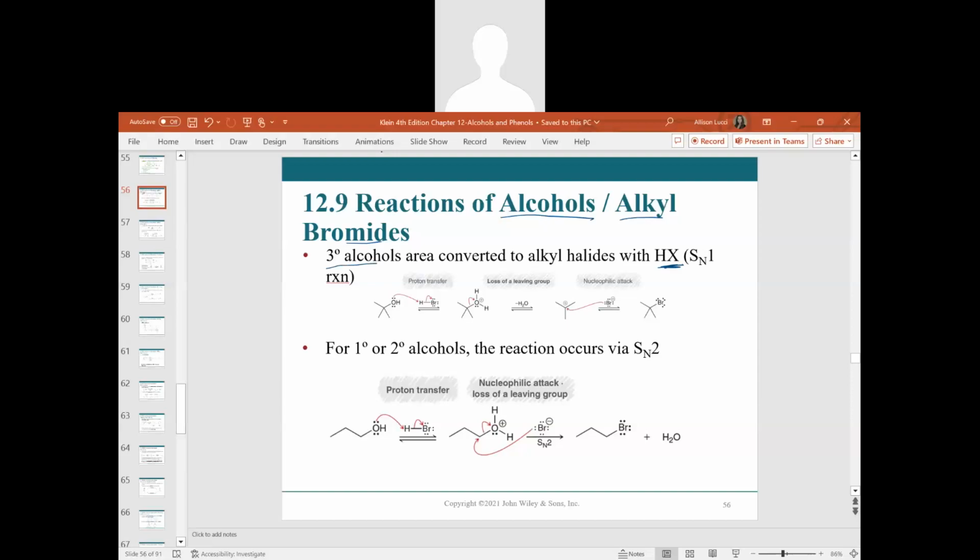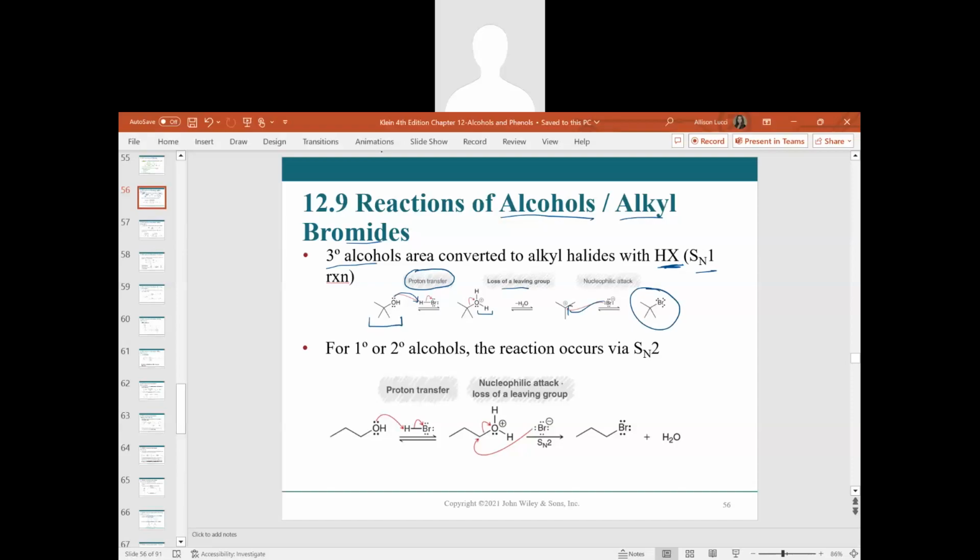In this first reaction here, we can see that tertiary alcohols are converted to alkyl halides using an HX. So HX could be HBr, or it could be hydrochloric acid, HCl, and that would be through an SN1 mechanism. So we've added this proton transfer here to create this better leaving group, which we see here is now a water molecule. So we have our loss of leaving group followed by a nucleophilic attack from that bromide ion. And then here's our final tertiary alkyl halide product from the original tertiary alcohol that we started with.